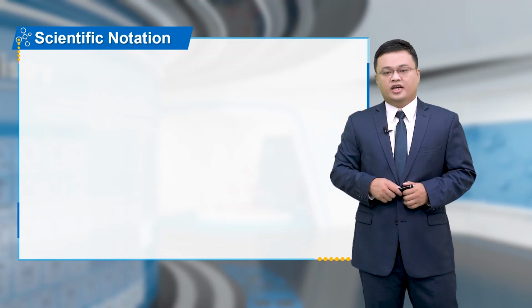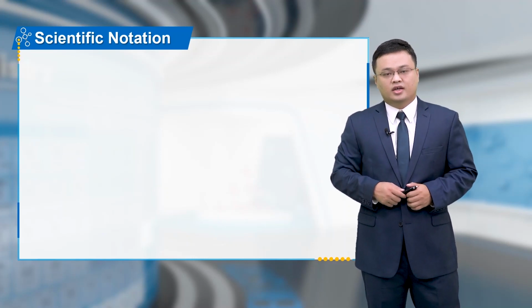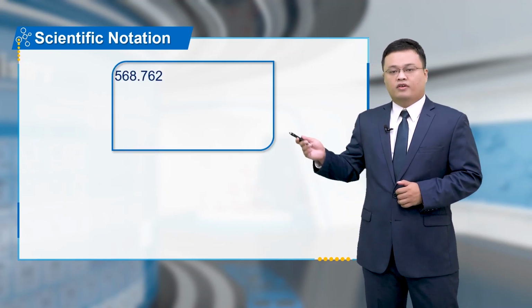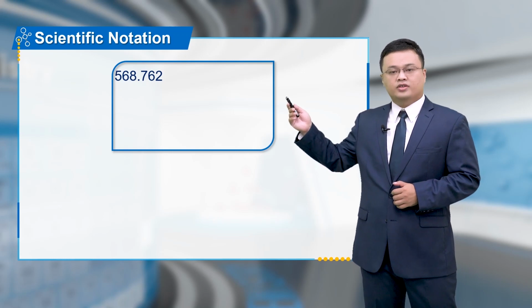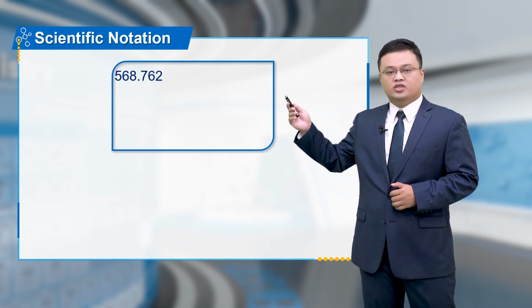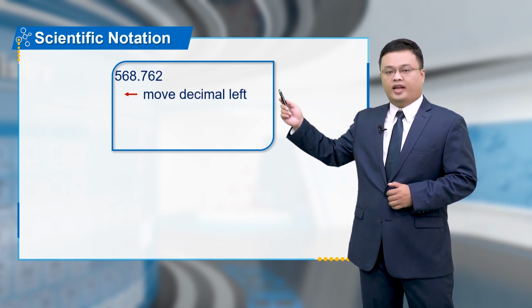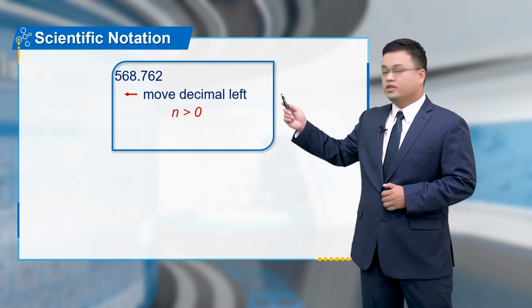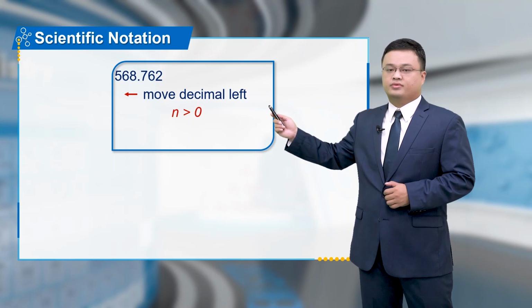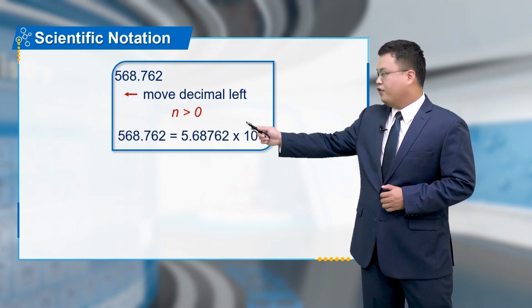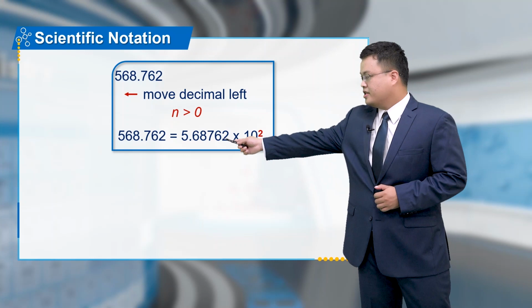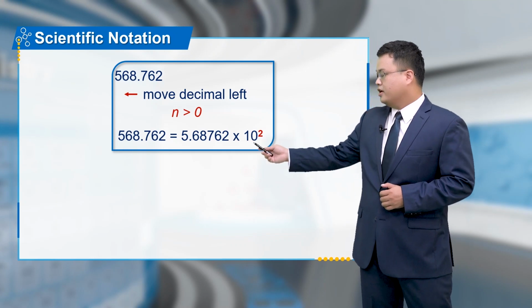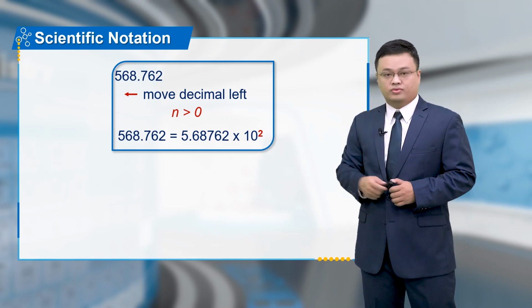How do we convert numbers to scientific notation? Let's say two examples. For 568.762, since n is a number between 1 and 10, we need to move the decimal left for two places. Therefore, n equals 2, greater than 0. The answer is 5.68762 times 10 to the power of 2.